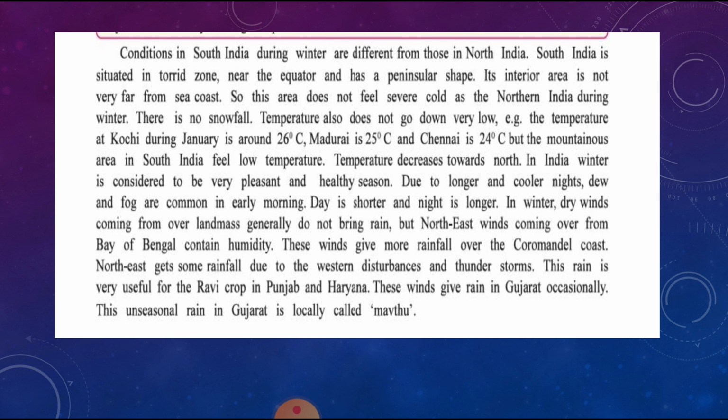In winter, dry winds coming from over the landmass generally do not bring rain, but the northeast wind coming over from the Bay of Bengal contains humidity. See, the dry wind that blows from the landmass to the sea generally does not bring rain. However, the northeast wind entering India from the Bay of Bengal contains humidity, and this wind gives more rainfall over the Coromandel coast.